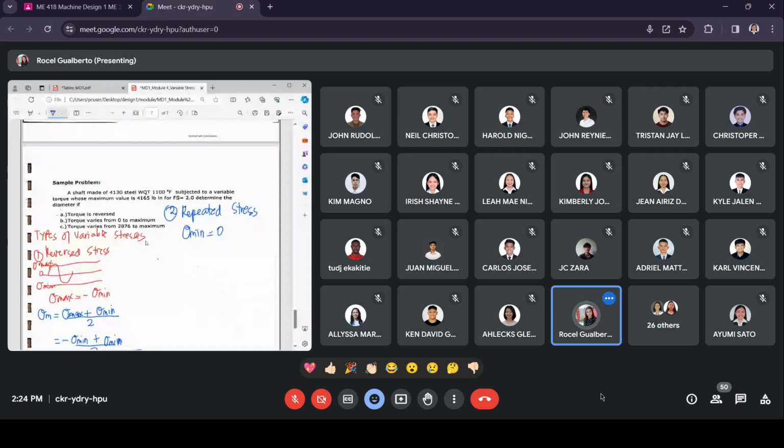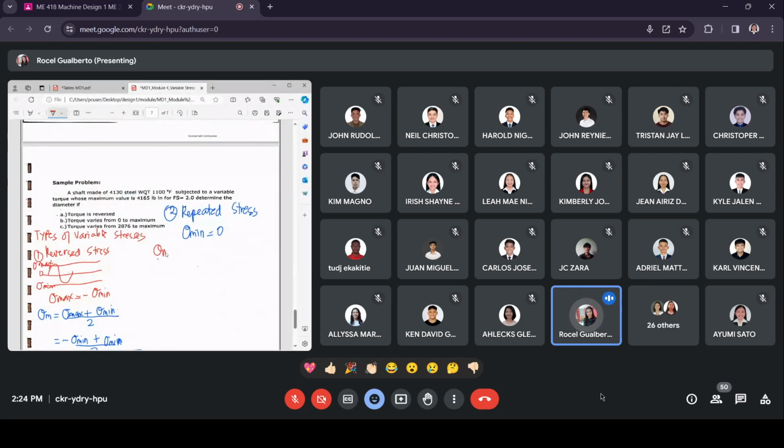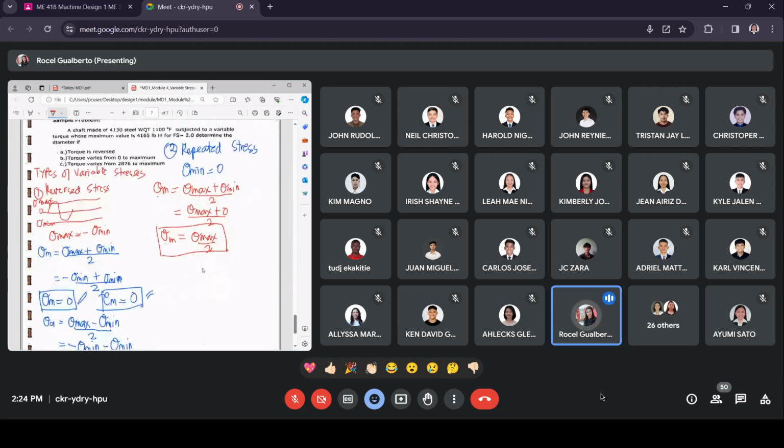So what would be the equation for your sigma M? Again, you start with the general equation. Sigma M would be maximum plus minimum divided by 2. Since sigma minimum is 0, divided by 2, we yield sigma max over 2. That is sigma M. What about sigma A?